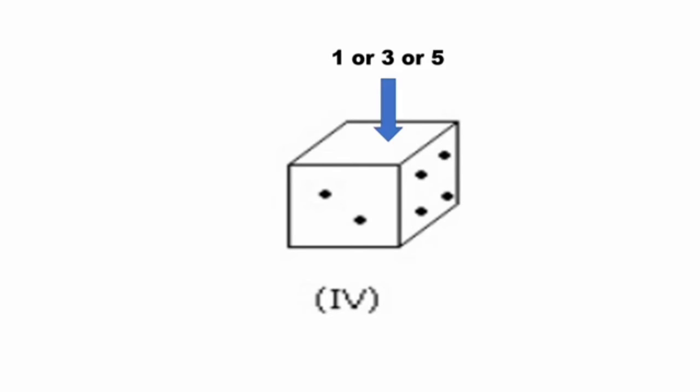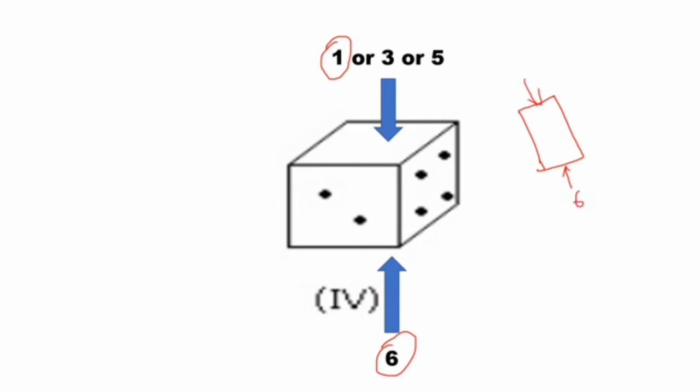Then we have 1 or 3 or 5 on the top face. So the only remaining number will be 6. So we have that number on the top. Okay. If the number on the bottom side is 6, then 1 will be the top face, because then only we can make an opposite pair whose sum is 7. So just take like this. In the top it will be 1, in the bottom it will be 6. Okay, this is the fourth dice.